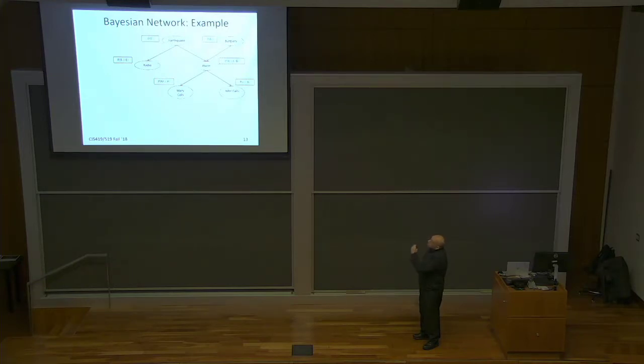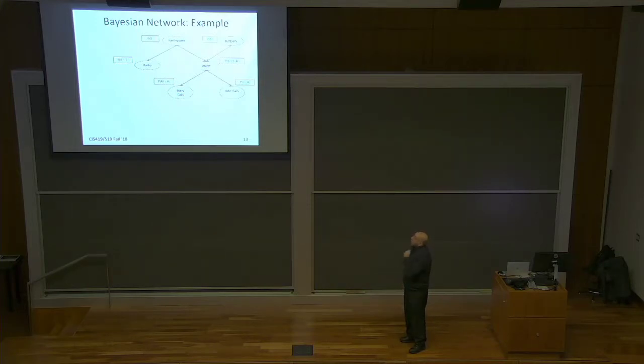Now I go down, radio. Radio only depends, well, it depends on many things, but it's sufficient for me to know the conditional probability of radio given earthquake. This does not mean that radio is independent of whether John calls. In fact, it depends on whether John calls, indirectly through the other variables. But what I need to know in order to compute the joint is P of radio given earthquake.